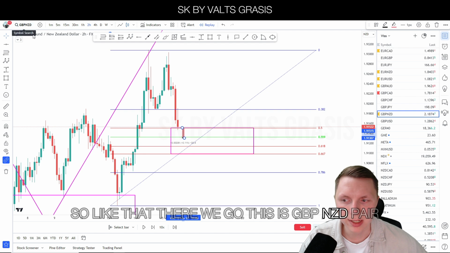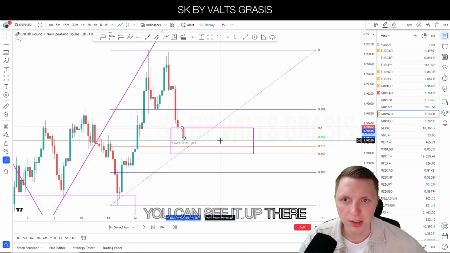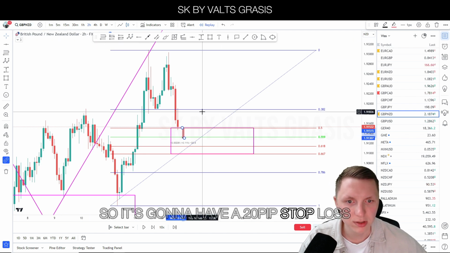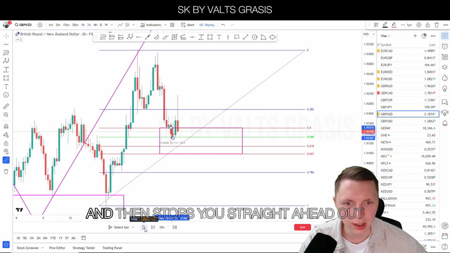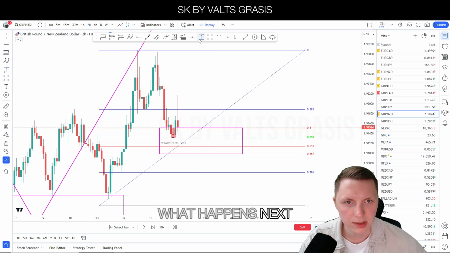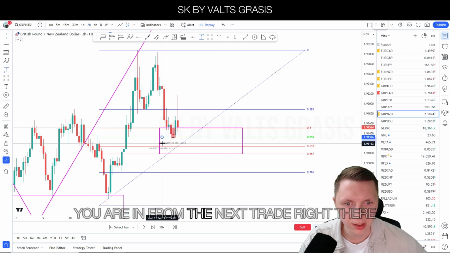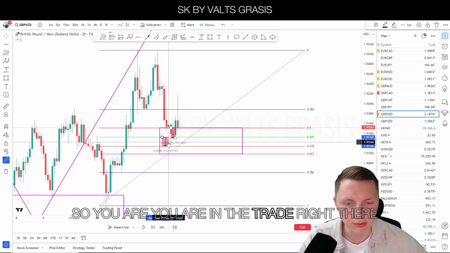This is the GBP NZD pair. You can see it up there. So it's going to have a 20 pip stop loss. Now the market hits the 50% and then stops you straight out. What happens next? You are in from the next trade right there at 55.9. So you are in the trade right there.